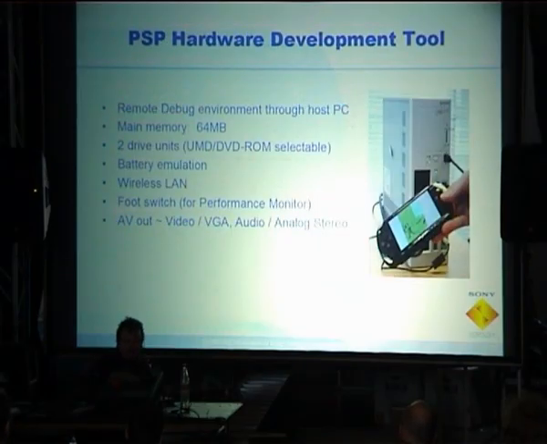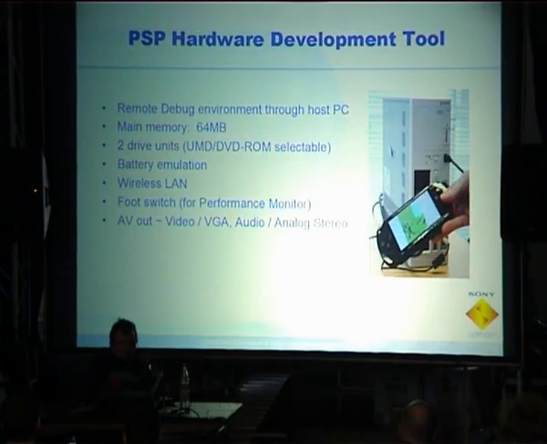Next step is the hardware, which is a hardware tool connected to a PC using normal Ethernet. It contains 64 megs of memory and 2 drive units. One of them is a real UMD drive, and the second one is a standard DVD-ROM, which is used during development time. It also provides battery emulation, so you can see how long your title will last, or if you're doing too much stuff like C-keying or loading too much. So it's a very nice tool to optimize your code.